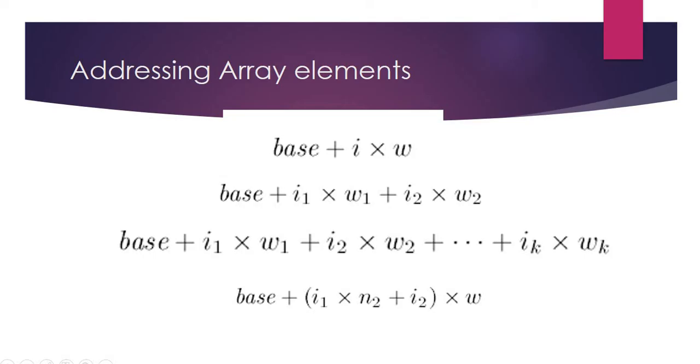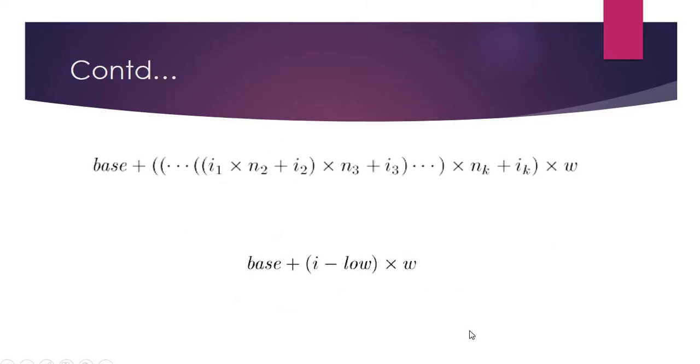For example, if you have declared integer a of 50 of 50, and you want to access a of I of j, or a of I1 of I2, how will we access it? Base plus I1 into N2, where N2 is the second dimension maximum size, plus I2, and this should be written within parentheses, into the memory space allocated for each and every element.